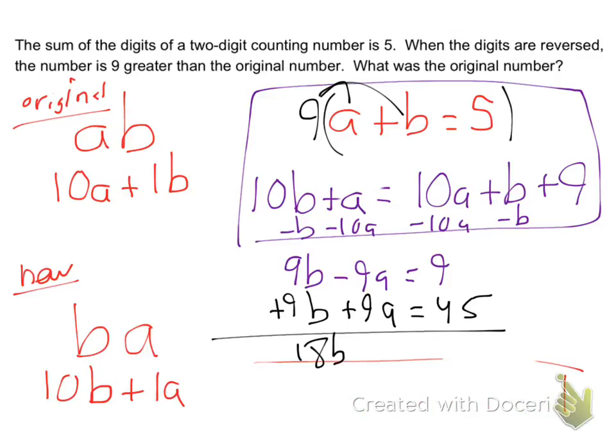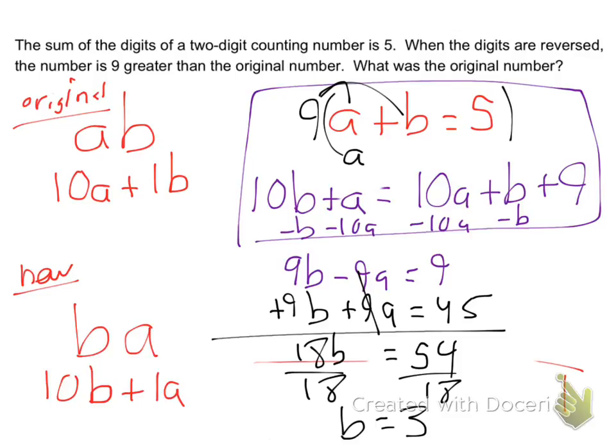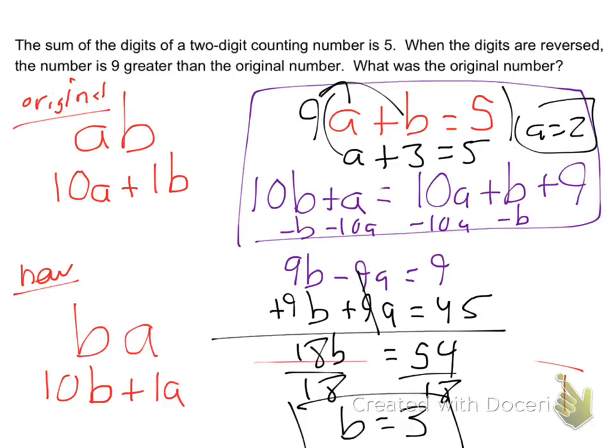We don't need this anymore. What happens to the 9A's? Cancel. Equals 54. Can you divide both sides by 18? So B is equal to 3. If you know B is 3, what does A have to be? 2. So, going back up here, A plus 3 equals 5. A equals 2. B equals 3.